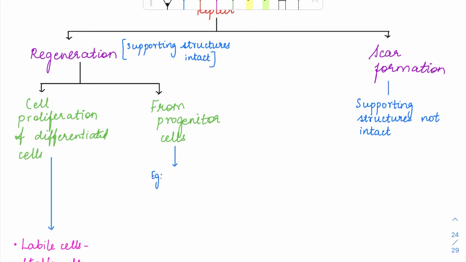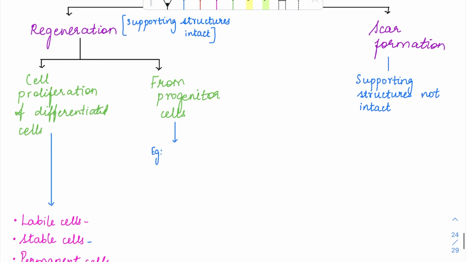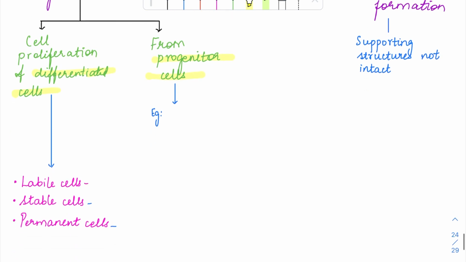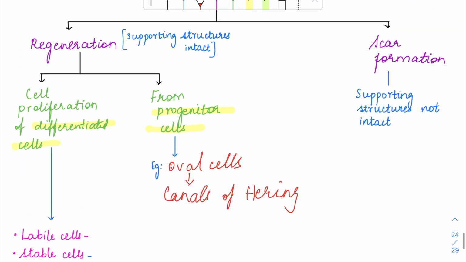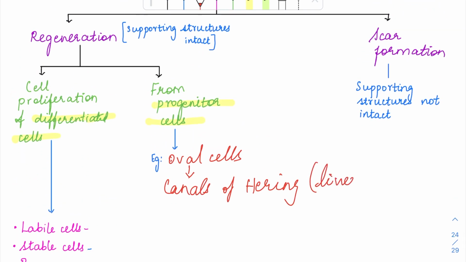Regeneration can take place only when the cell is capable of division. So it can develop either from the proliferation of a differentiated cell type or from stem cells or progenitor cells. An example of progenitor cells is the oval cell. Oval cells you see in the liver, exactly where in the liver? In the canals of Hering. These are the ones which cause the regeneration of the liver once it has been cut off or resected. So oval cells are stem cells in the liver.